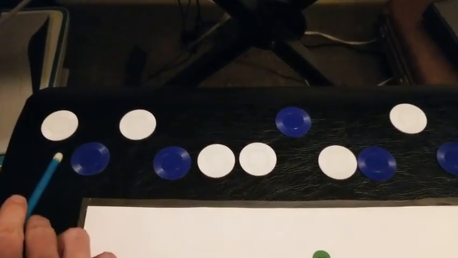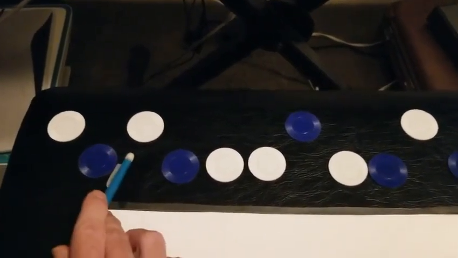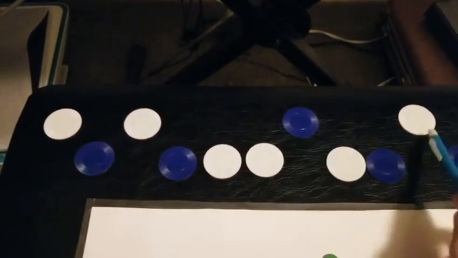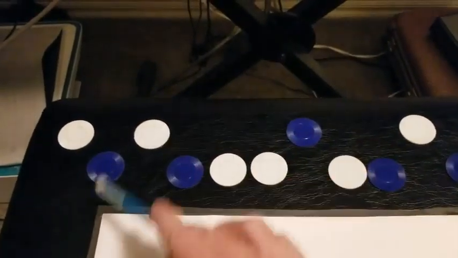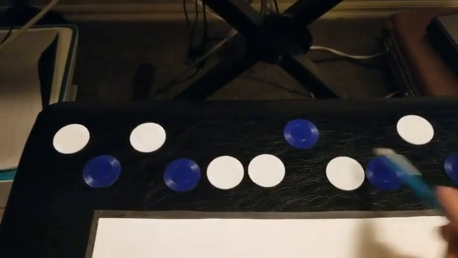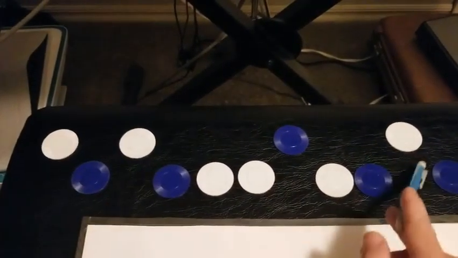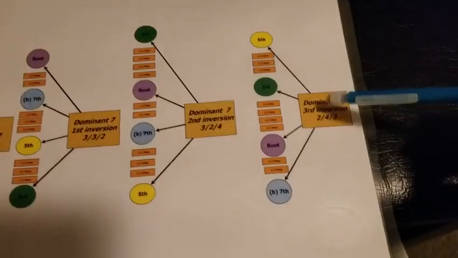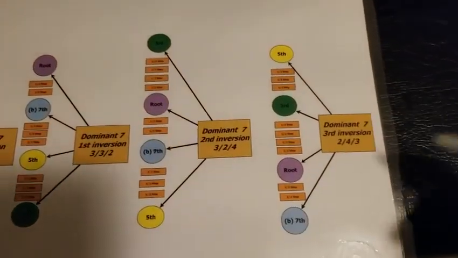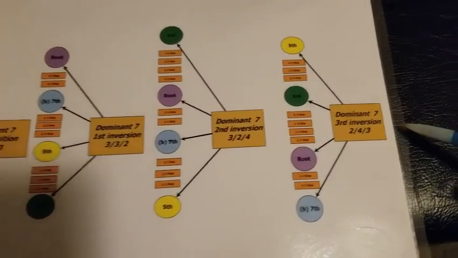So what do we have? We have a C, a D, an F sharp, and A. So we have a D dominant 7 in third inversion. And C, D, F sharp, A, right? It's this form right here. 2, 4, 3, dominant 7, third inversion.